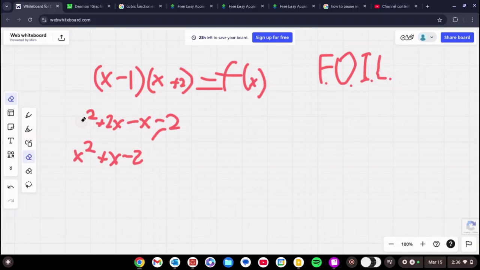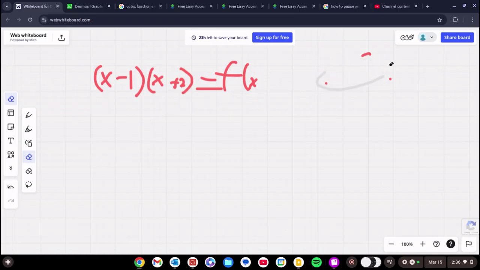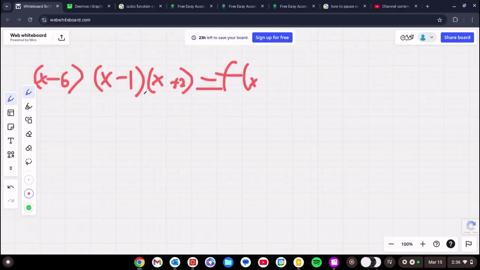So we can do this for even bigger equations. So what if we add x minus 6 to this equation? Now we have 3 x-intercepts. So how the heck are we supposed to do this?